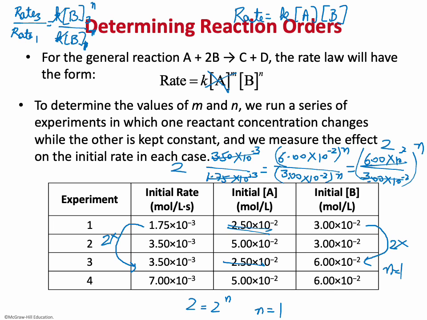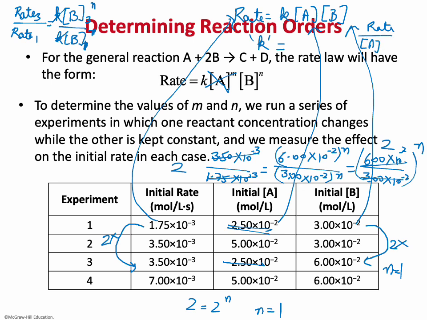Now there could be a third part to this question where they ask you, what is k for this? How do you solve k? Pick any one of these 4 reactions. For example, I'll pick 1. So that's my rate, goes here. That's my a, goes here. That's my b, goes here. I would rearrange and solve for k. K will be rate divided by a to the power of 1 times b to the power of 1. Plug all these numbers here and you have solved for your k.